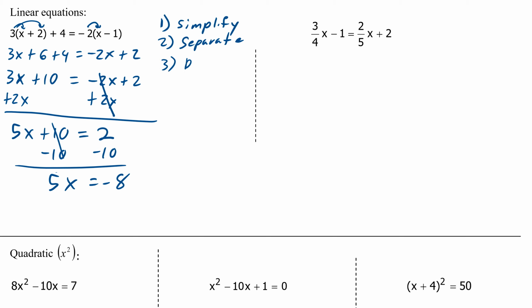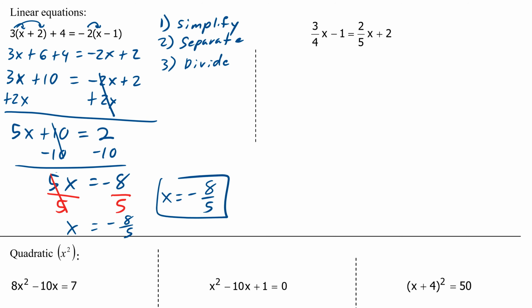And then the last step is to divide. You divide by whatever is next to the 5, because we want to find out what x is. So we divide both sides by 5, and there we go. So x equals -8/5. So using these 3 steps will always allow us to solve it. This works every time.